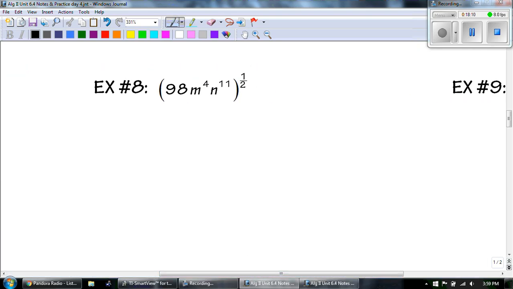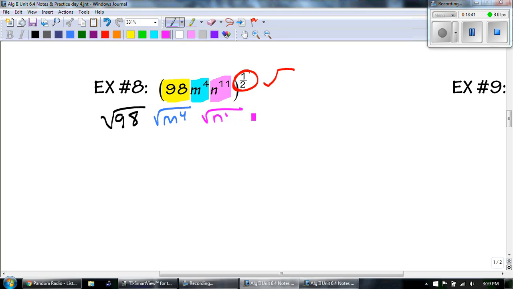Number 8. Look to see your 3 pieces, 1, 2, 3, and this right here, the 1/2, that's the square root or just the root symbol, okay? So we have the square root of 98, the square root of m to the 4th, and the square root of n to the 11th, okay? Let's see if you guys can break it all down. So go ahead and pause the video and just try it. Good luck.